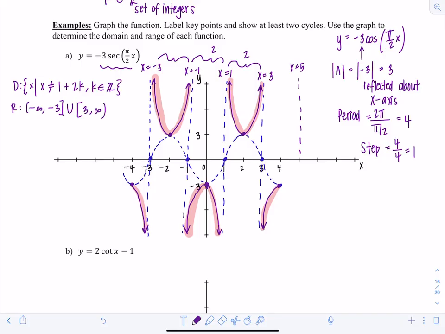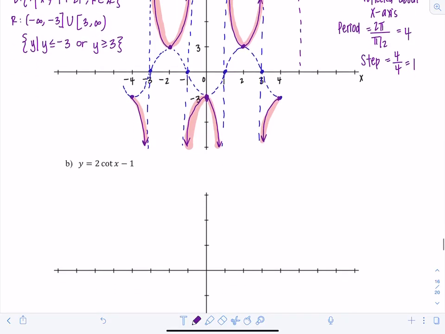And if you wanted to write this in set builder notation instead, you could write y such that y is less than or equal to -3, or y is greater than or equal to 3. Either one is fine. Okay, we got that one. How are we feeling? Let's move on to an example with cotangent this time.